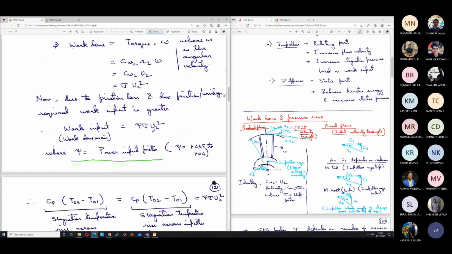So what is the overall stagnation temperature rise? Say the stagnation temperature at the inlet is T01. Okay, I want to finish this part. Stagnation temperature at the outlet of the impeller is T02. And stagnation temperature at the outlet of the diffuser is T03.